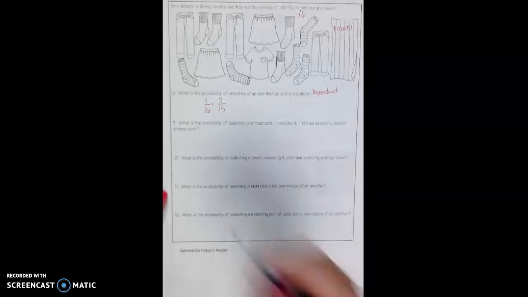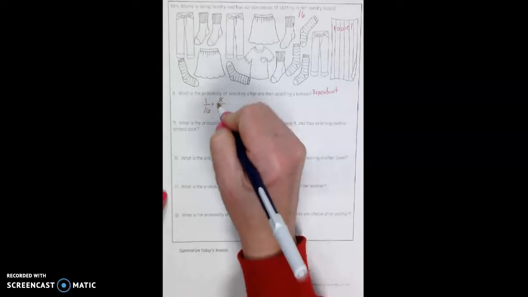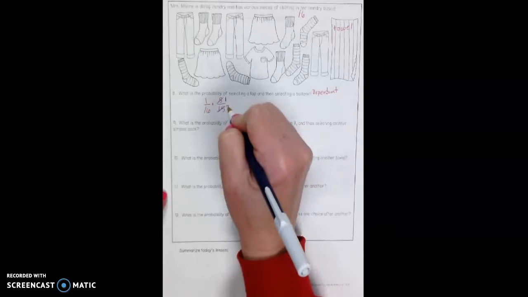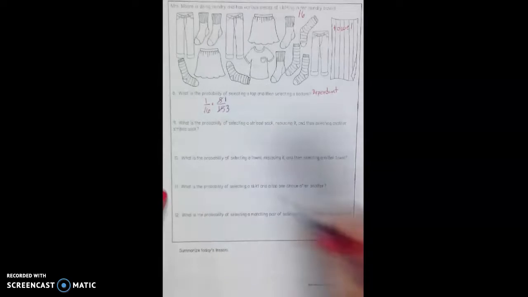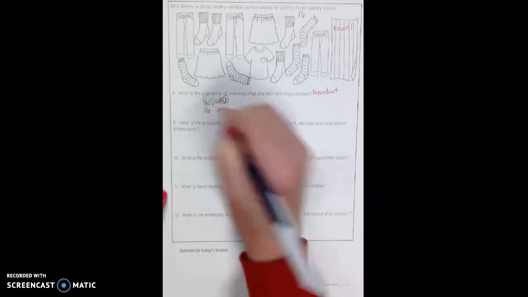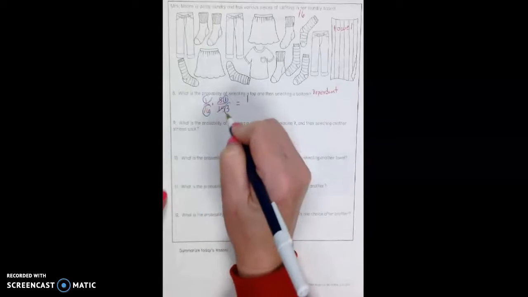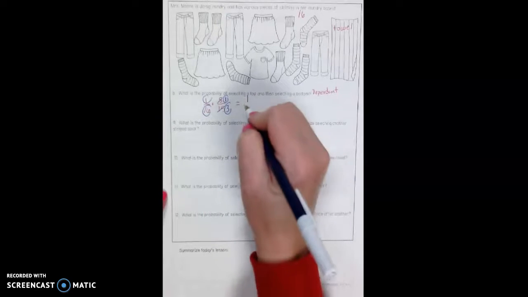My advice would be to simplify first. I can divide both of these by 5, leaving this 1 over 3. So now I have 1 times 1 for 1, and 16 times 3, which gives me 48.